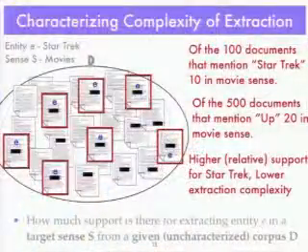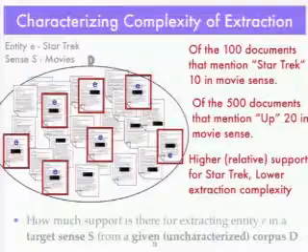So imagine you're interested in extracting Star Trek in the movie sense from a general blog corpus, you know nothing about it, and it appears in all these blogs. And of the 100 documents that it appears in, only 10 of them mention it in the movie sense. So the support for extracting Star Trek, intuitively, is something like 10 over 100. Imagine the movie Up, which would appear in more contexts, more documents, presumably, appears in, say, 500 documents, but only 20 in the movie sense. So the relative support that Star Trek has compared to Up is higher, and therefore its complexity of extraction is lower. So that's the intuition behind it.